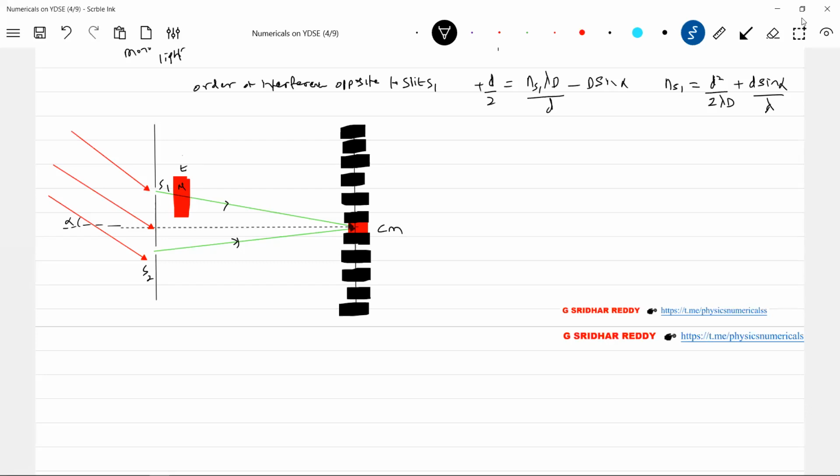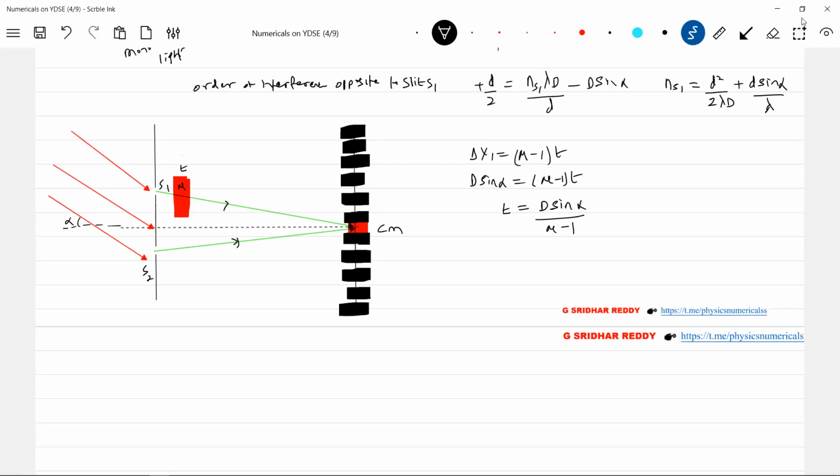So what is the additional path? So delta x1 should be equal to mu minus 1 into t. This should be the thickness of the slab. I hope everyone is able to manage things very comfortably. Now the slab is there.